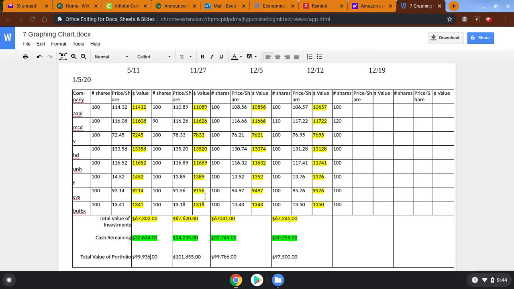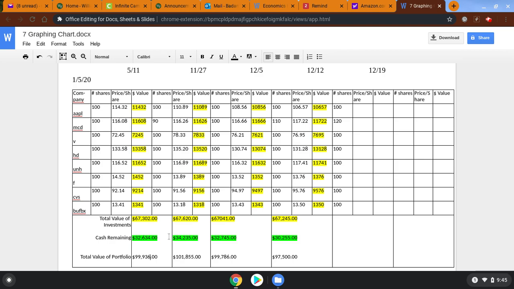CVS went down. And my mutual fund went down, right? So when I add up all of these new values, how many shares I had times the price per share, that gives me a new value for each one of my holdings. It comes to $67,620. In general, my value went up.